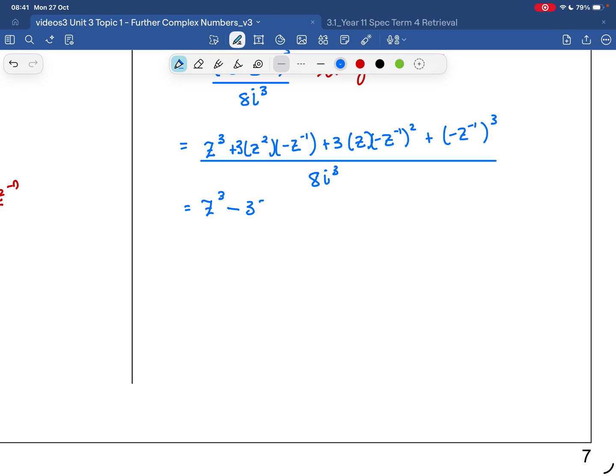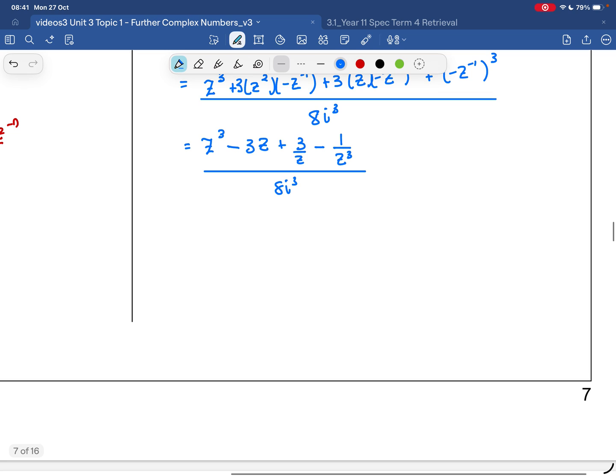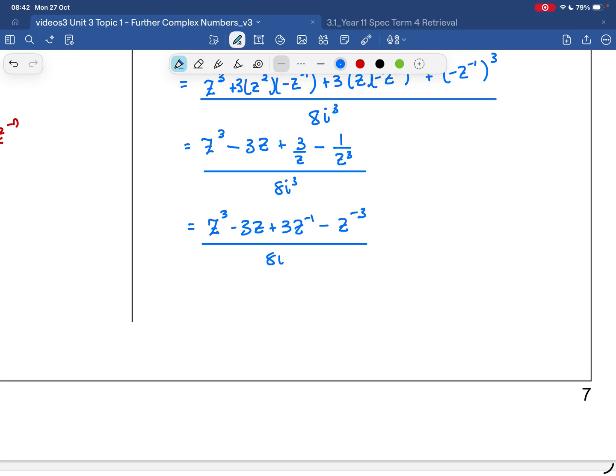minus 3z, so 1 over z squared, so plus 3 over z minus 1 over z cubed all over 8i cubed. Now, because we're using these identities, let's make our positive indices negative so that we can collect the terms: z cubed minus 3z plus 3z to the negative 1 minus z to the negative 3 over 8i cubed.